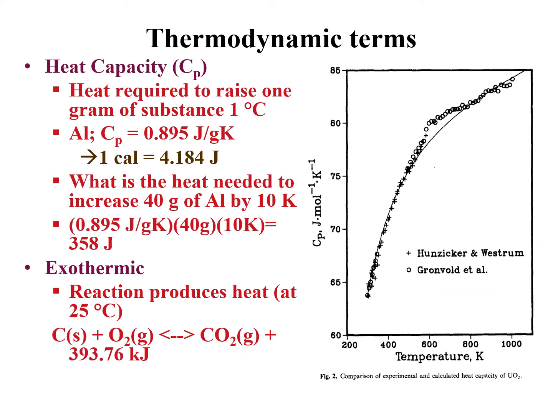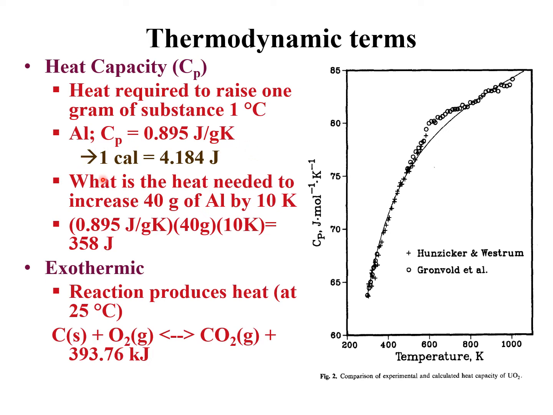This lecture will begin with thermodynamic terms. One of the first thermodynamic terms we can discuss is heat capacity, which is, as you may already remember, the amount of heat required to raise 1 gram of substance 1 degree centigrade, or 1 degree Kelvin. For an example, aluminum metal has the heat capacity listed here of about 0.9 joules per gram Kelvin.